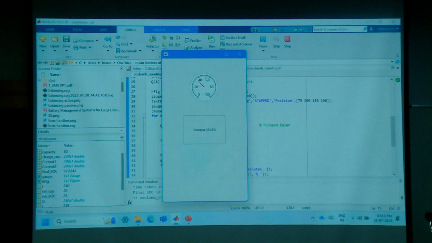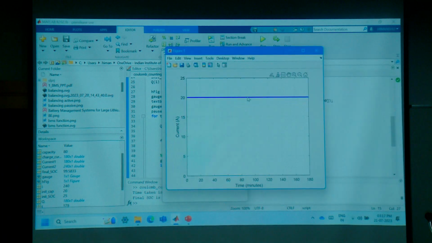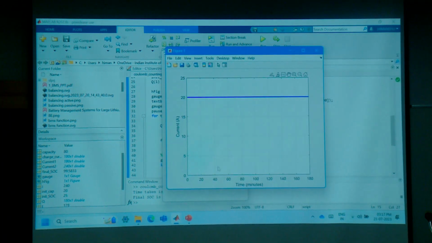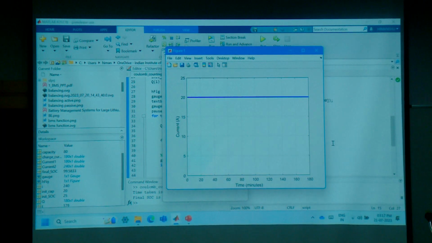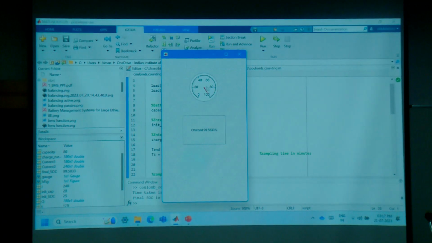So if I run this, this is just a UI for demonstration that I had prepared. Once it is charged, you can see that it shows it has been charged to 99.58%, and this was the current profile. I was continuously feeding in 20 amperes of current for 3 hours, that is 180 minutes. Initial state of charge was 25% and capacity is 80 ampere hour, so there is 60 ampere hour of capacity left. 20 into 3 hours, so I am feeding 60 ampere hour. So my final charge is close to 100%.